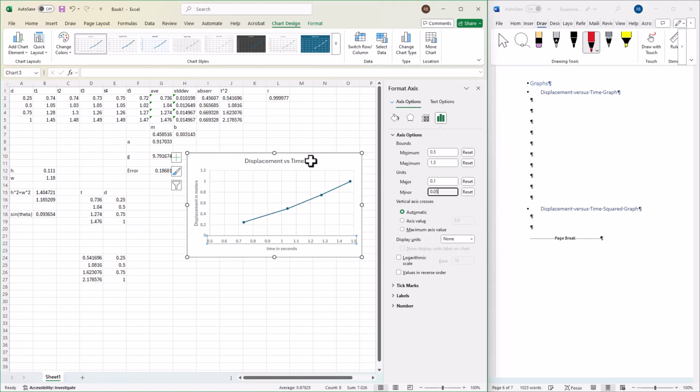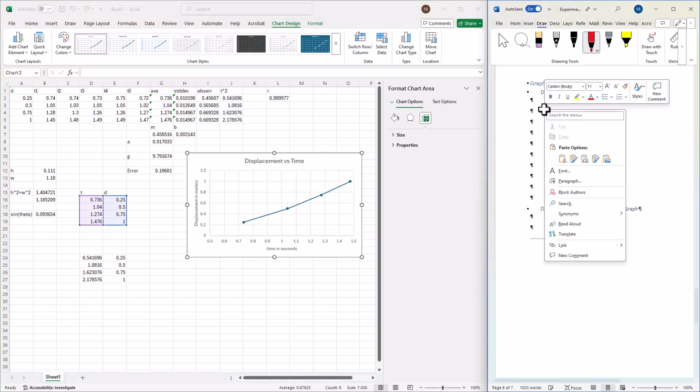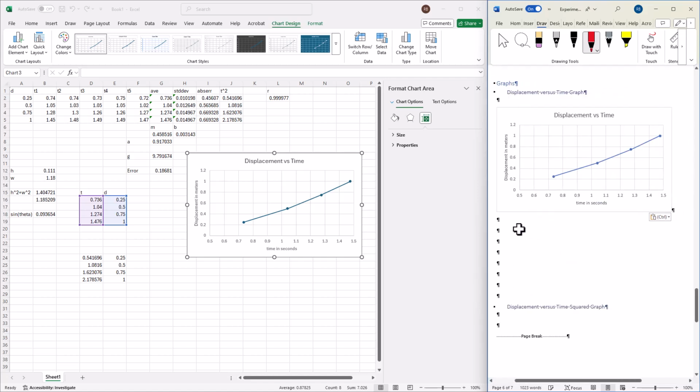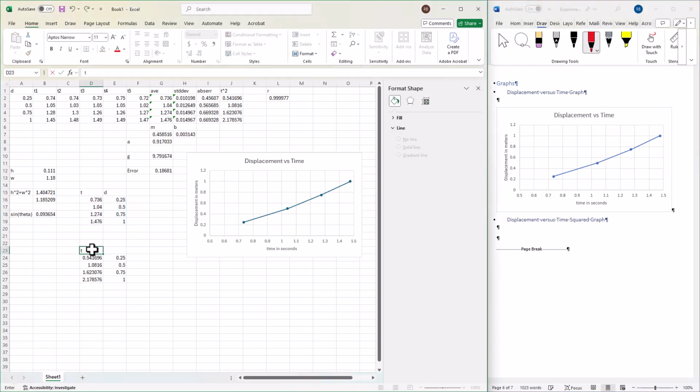Now that I have this graph, I can go ahead and click it over here. I can copy it. I can come over to my lab report, and then I can paste it. And there you go. There's my graph. And then I can get rid of these extra line feeds. Now we're going to do the exact same thing for this set of data right here. Now remember, this right here is not time, but time squared. And this is still distance.